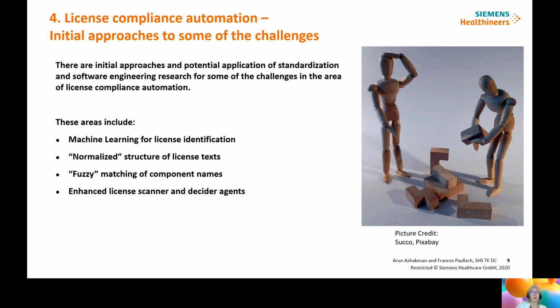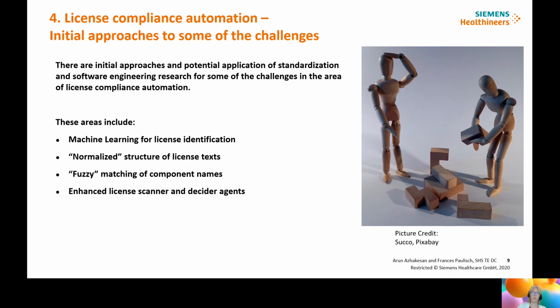So getting into the software engineering research and standards topics, there are some initial approaches where software engineering research might be able to make this topic a little bit easier to handle. So for example, in the machine learning space, when we identify licenses, we typically do this with rule-based scanners. And there are some possibilities of applying also machine learning in this space.